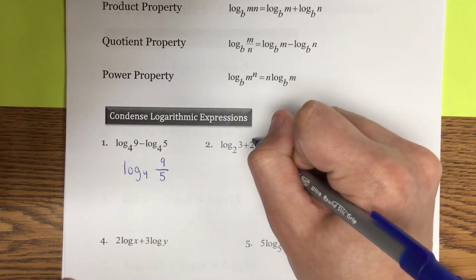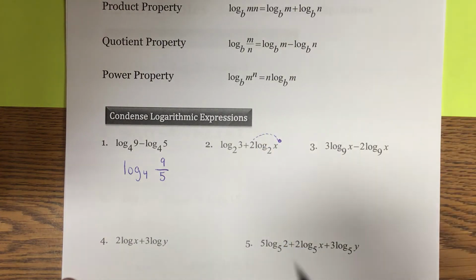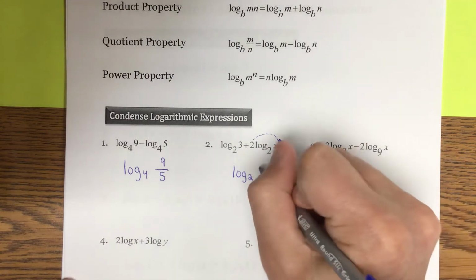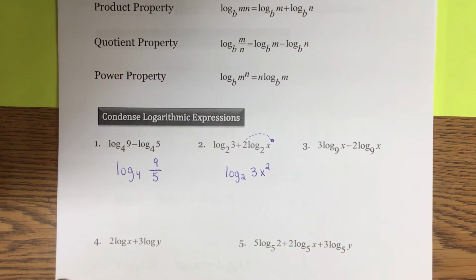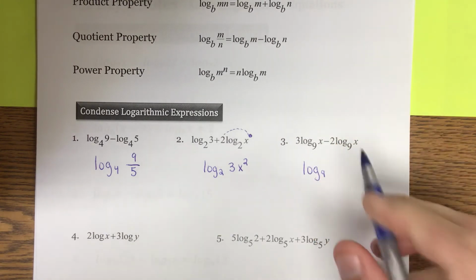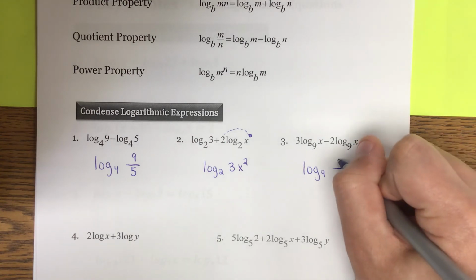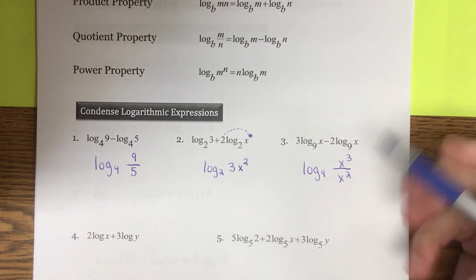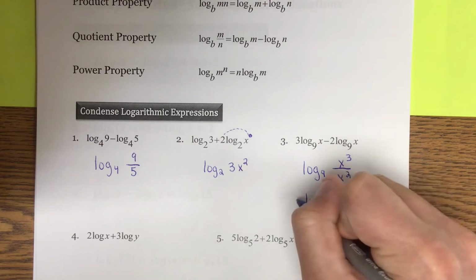For problem number 2, I can take that 2 and put it back on as a power on x. So if I write log base 2, that would be 3 times, that's actually x squared. So 3x squared. For problem number 3, I write log base 9 once. I see a subtraction sign, so I'm going to write division automatically. The numerator should be x to the 3rd, and the denominator should be x to the 2nd. Those are like terms, so that actually would be log base 9 of just x.